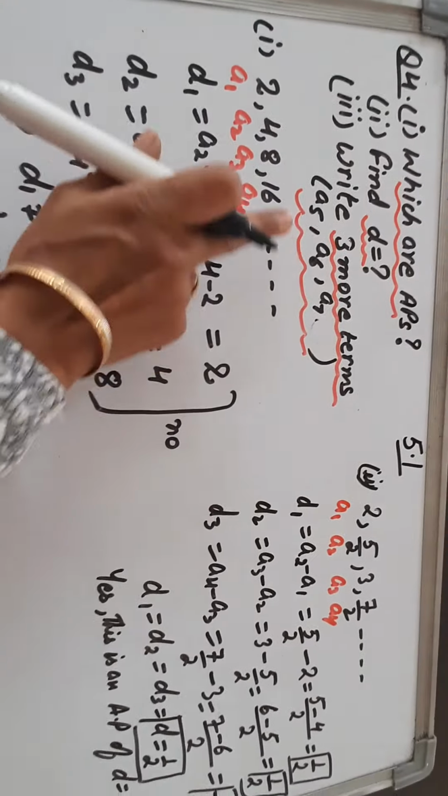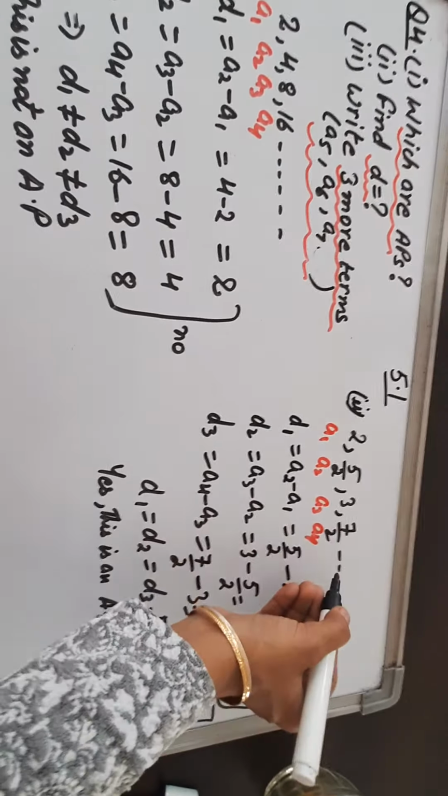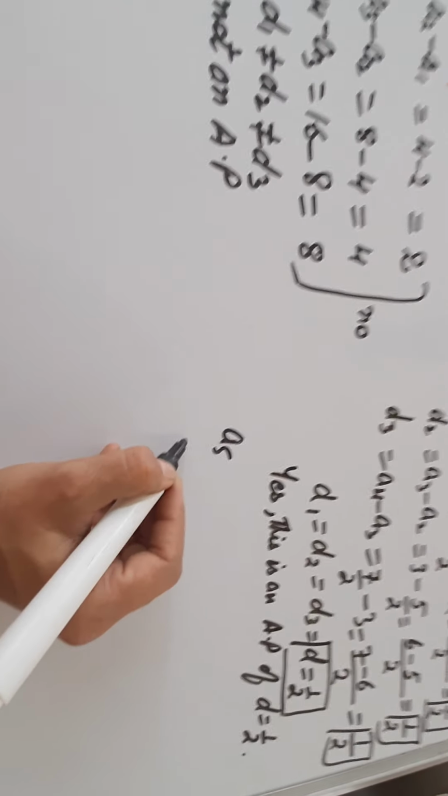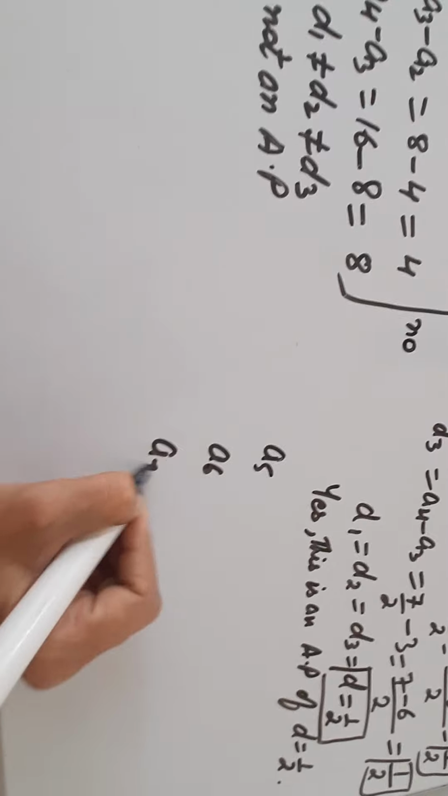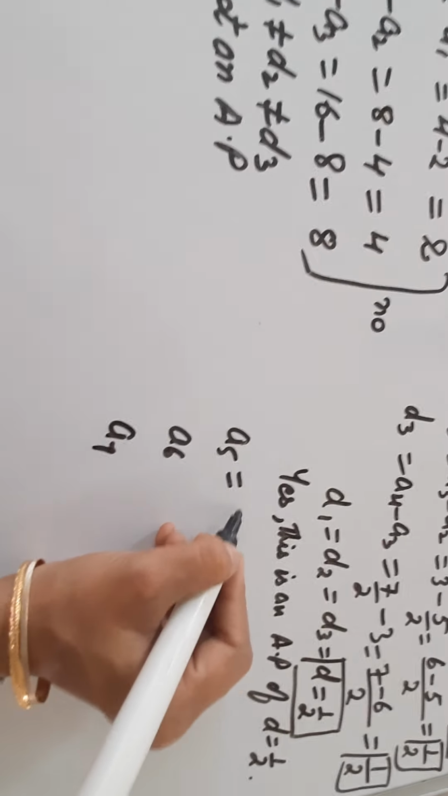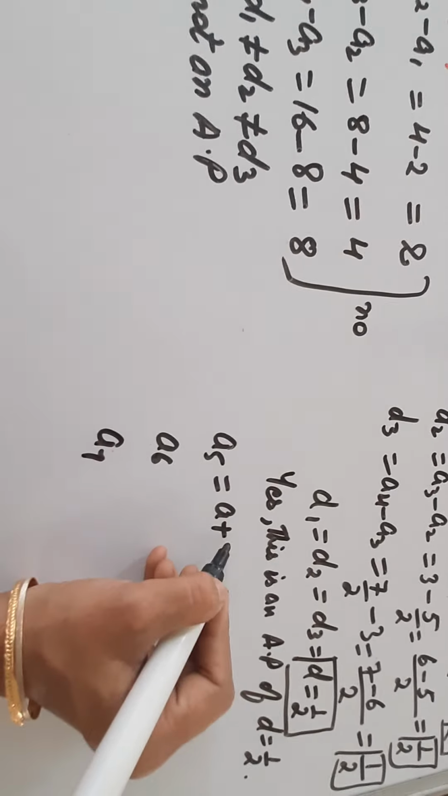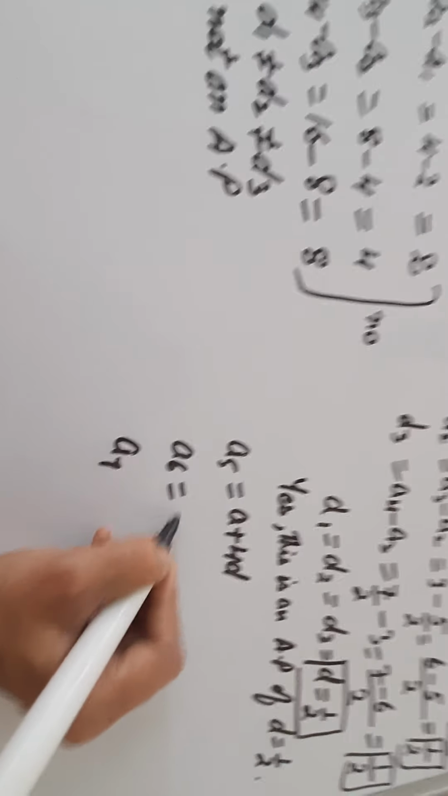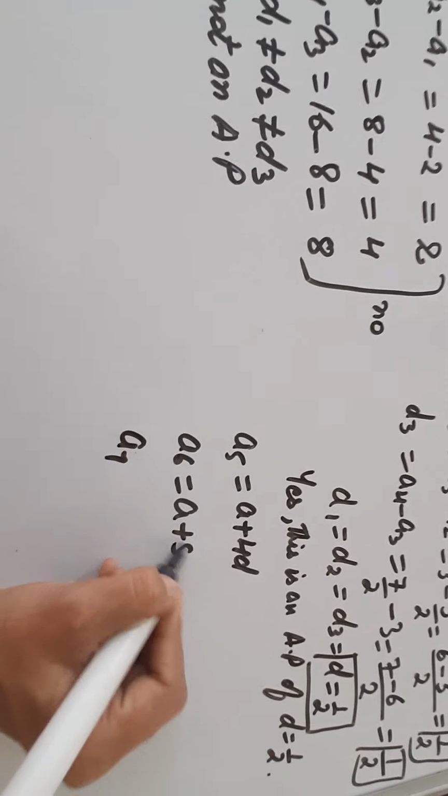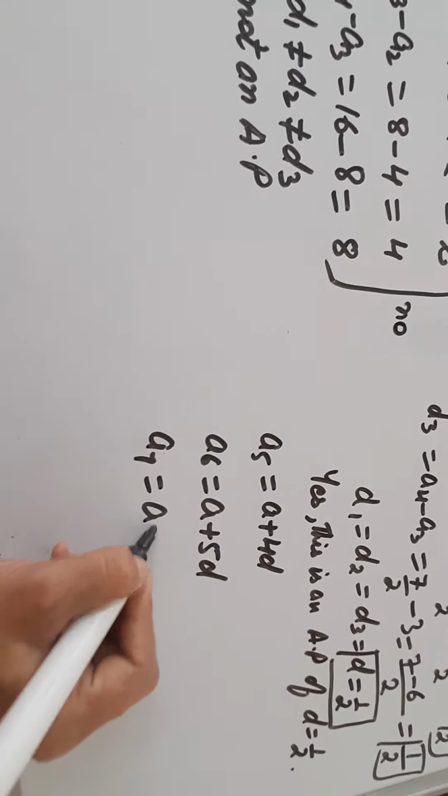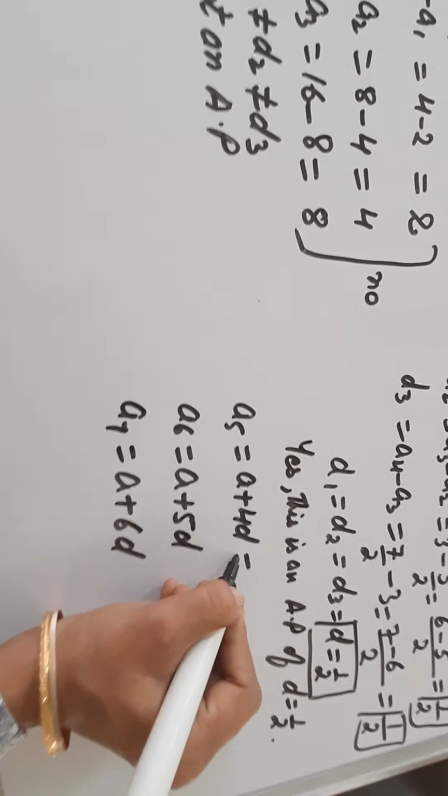Now write 3 more terms. So A1, A2, A3, A4 are given. Which will be the next 3 terms? A5, A6, A7. So A5, what is the formula? A plus 5 minus 1 D means 4D. A6, what will it be? A plus 5D. A7, what will it be? A plus 6D.